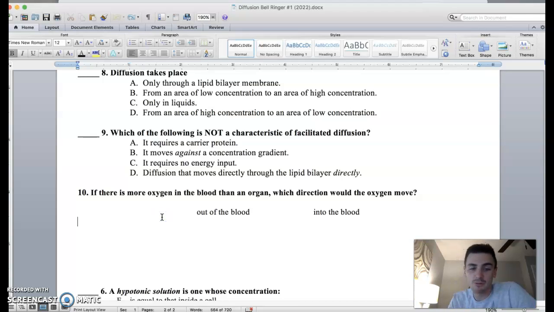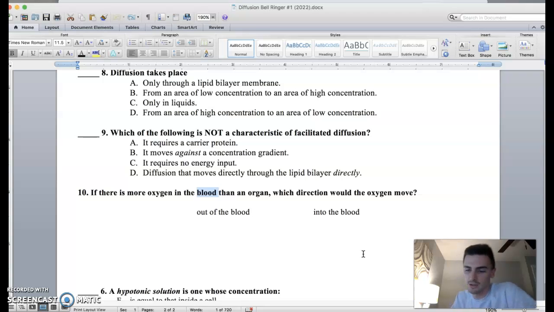Last but not least, draw yourself a little picture. If there's more oxygen in blood, it will move out of the blood, right? It'll go from high to low. So it will go from the blood to the organ because it will go from high to low. With that being said, that takes care of those bell ringers.